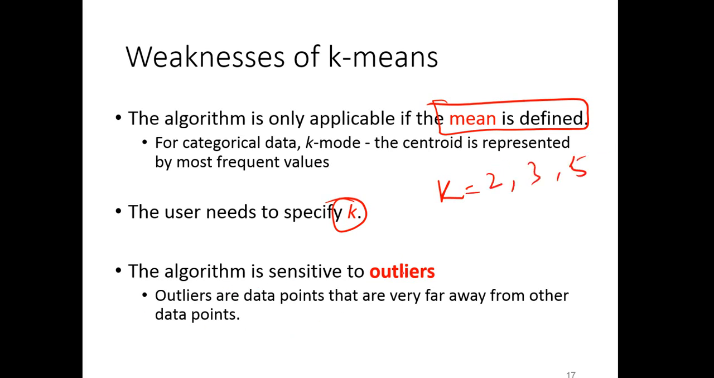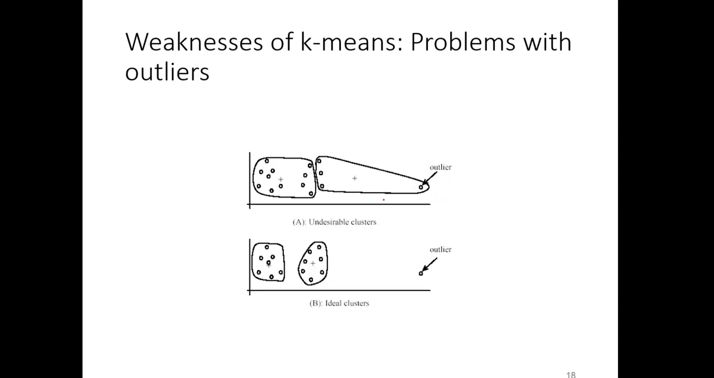The algorithm is very sensitive to outliers. That means when you have extreme observations, or observations which are very different from the rest and very far away from other data points, then the algorithm doesn't perform well. We'll take an example to show you how that affects it. So here is a typical example of the k-means algorithm not doing well when you have an outlier. Here you can see you have a set of data points and another set of data points.